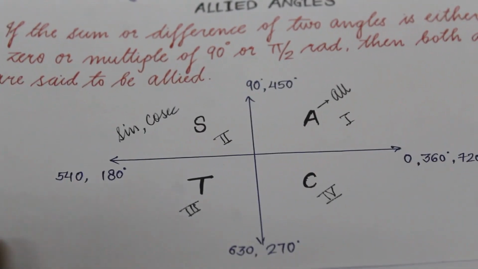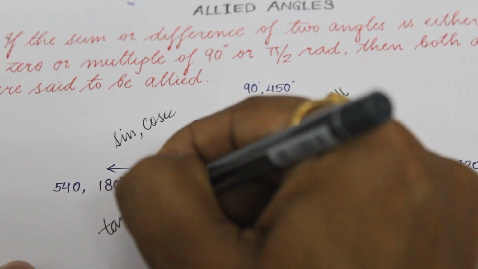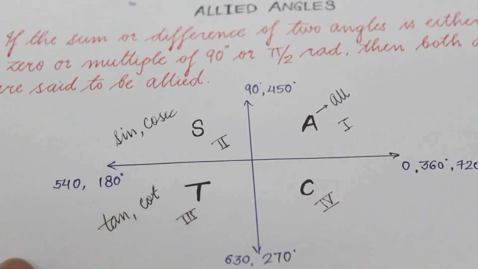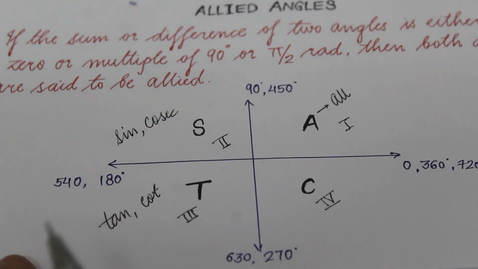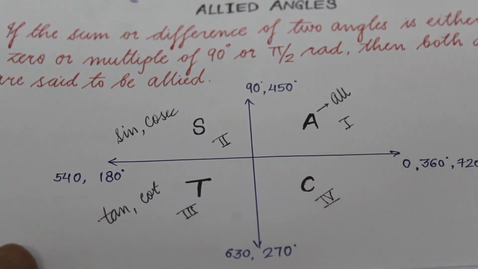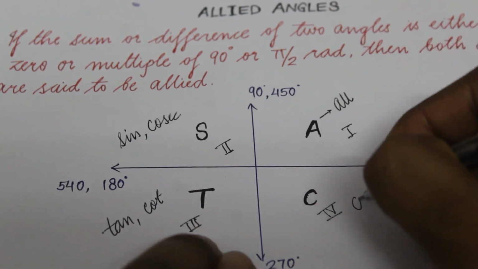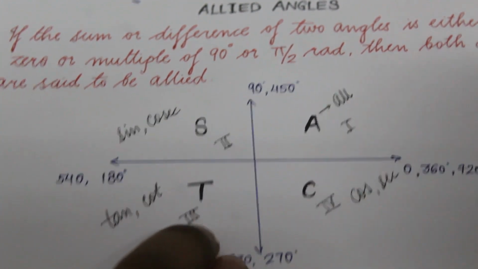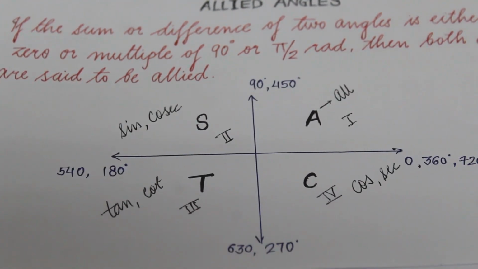Moving on from 180 to 270, T stands for tan and the reciprocal of that is cot. It means for all those angles between 180 to 270, only tan and cot will have positive values. For example, if I take angle 210, then sine 210 will be negative, whereas tan 210 will be positive. Moving on from 270 to 360, C stands for cos, and the reciprocal of that is sec. So all those angles between 270 to 360, only cos and sec will be positive, rest all will be negative.